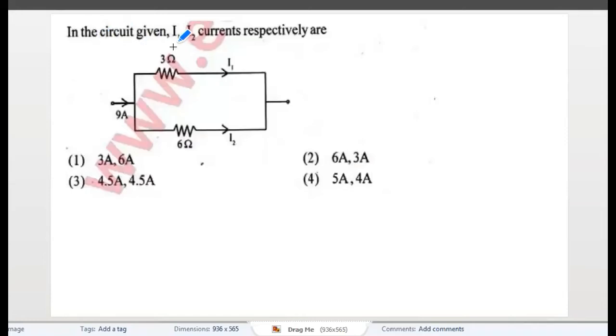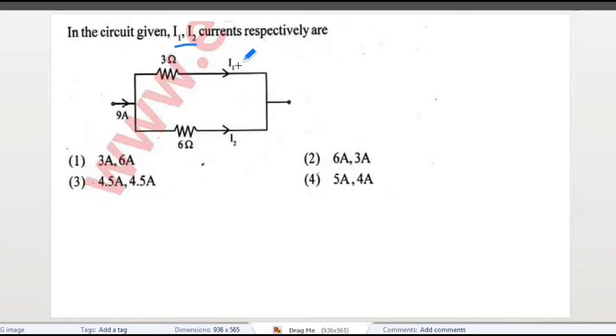In the circuit given, I1 and I2 currents are respectively. So you have to find out what is I1 and what is I2. Total current in the circuit is 9 amperes and it is divided into two branches as I1 and I2. The magnitude of the currents I1 and I2 depends upon the resistances. So to find the currents, you have to apply the current division formula.